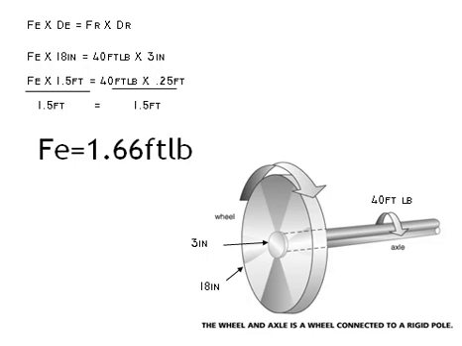So then you can calculate IMA, AMA, and efficiency because you have all 4 components of F of E times D of E equals F of R times D of R.